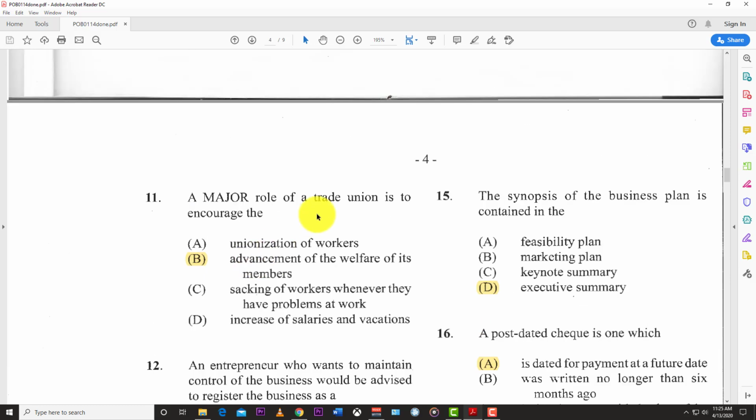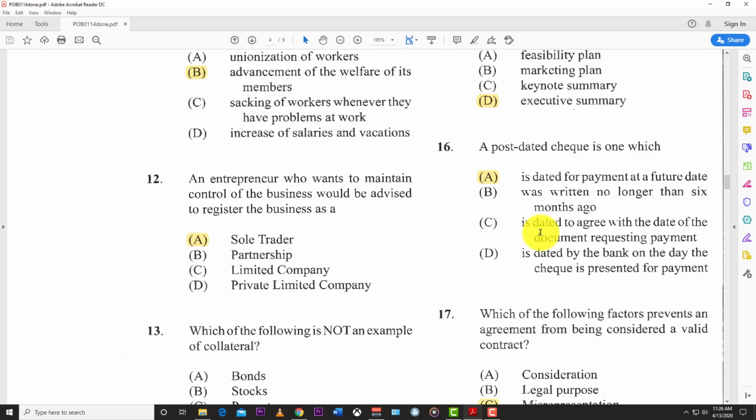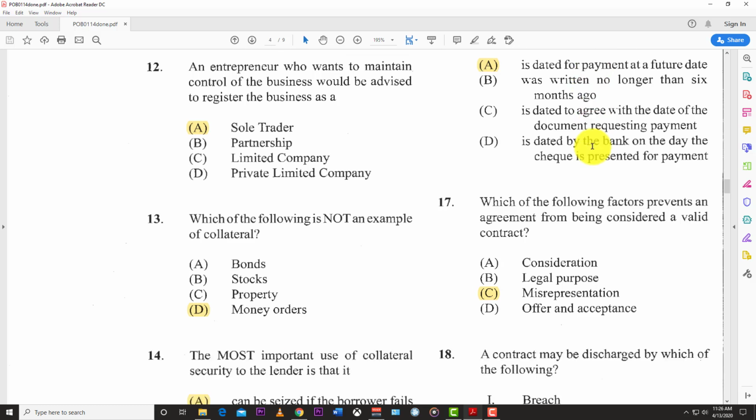Number 15, the synopsis of a business plan is contained in the, and the answer is D, executive summary. 16, a post-dated check is one which, and post means after, so A is dated for payment at a future date. That's post-dated, dated in the future.